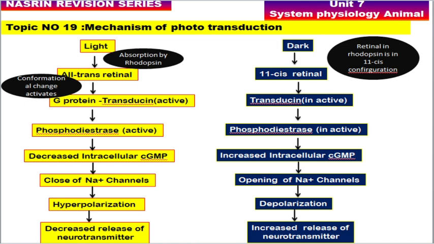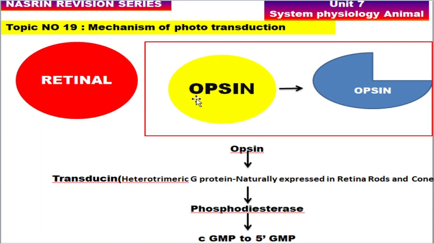As I mentioned earlier, opsin will be in one conformation in the dark, but once the light has been absorbed, a conformational change will take place. This conformational change will activate another G protein coupled protein called transducin. Transducin is a heterotrimeric G protein which is naturally expressed in the rods and cones of the retina. Once transducin is activated, it will activate the next enzyme called phosphodiesterase.